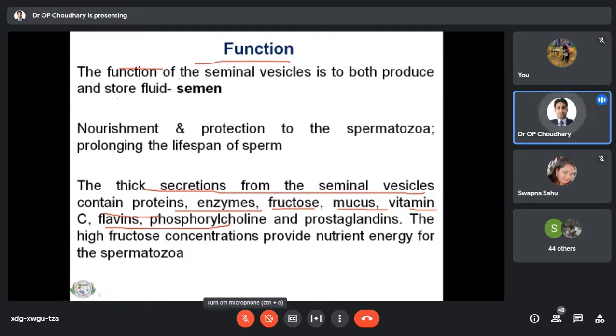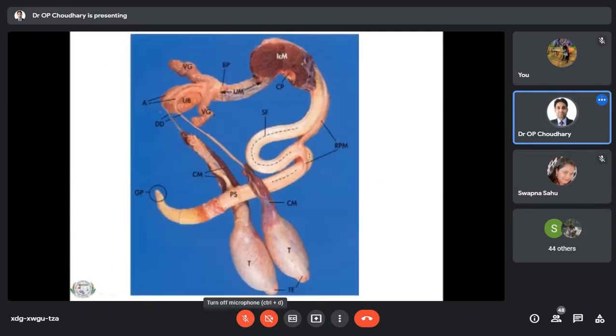So the first one was the seminal vesicle. You can see here, this is very, very important. This is the urinary bladder, and these are the ampullated parts of the vas deferens. They go and open in the pelvic part of the urethra, and the penile part of the urethra will remain inside the two crura of the penis. On either side you will find the two seminal vesicles.